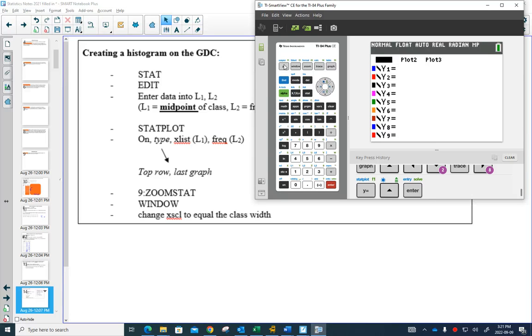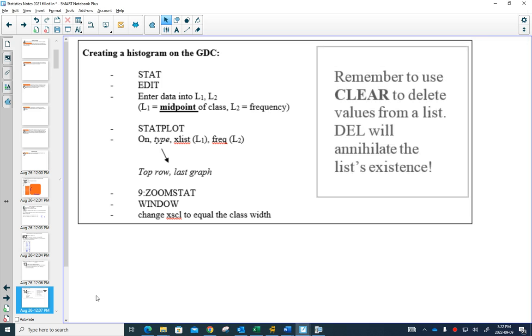Often if you have statistics at the same time as your regular math, they conflict with each other and you get errors and you're like, what's wrong with my calculator? So that's something to look for. Do I have a plot turned on? Sometimes in previous years, people in chemistry turn their plots on in chemistry and then they come to math and they're like, my calculator's not working. That was mainly because of the plots.